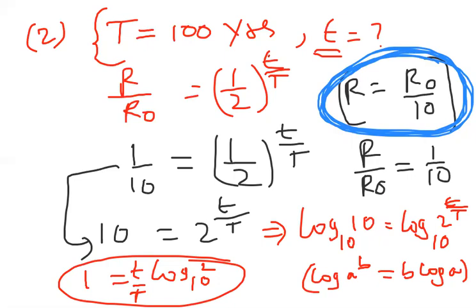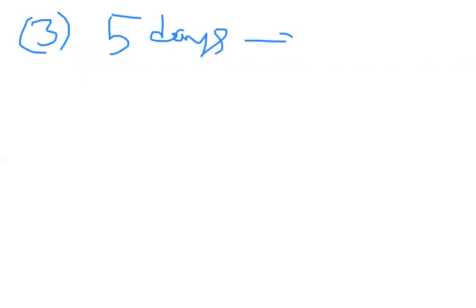And one more interesting sum is there. Let us see that model. These three sums I'm discussing now are three different models. They said that 10% of radioactive material decays in 5 days. So for every 5 days, 10% of the radioactive substance decays.